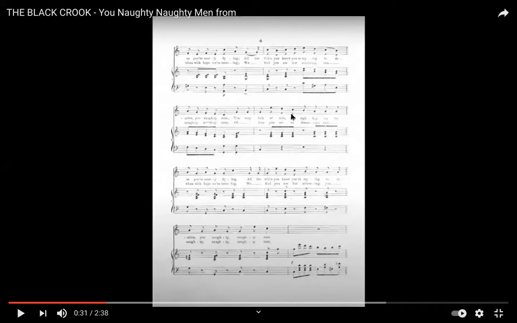So that's a quarter, that's a half, 2 halves. Okay, so it should be in, let me see if there's a time signature before, but I think it's in 4/4. All right, here we go.